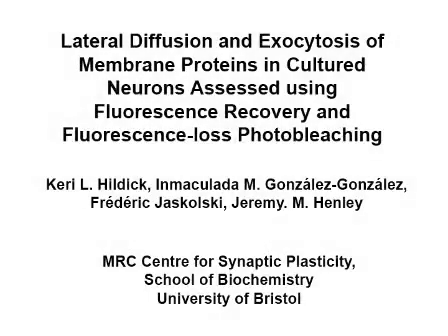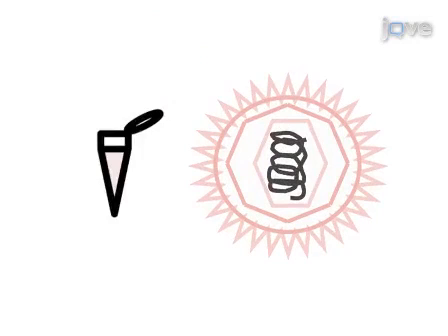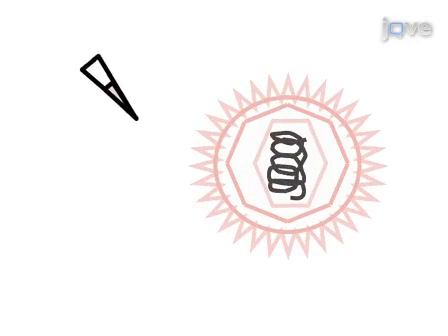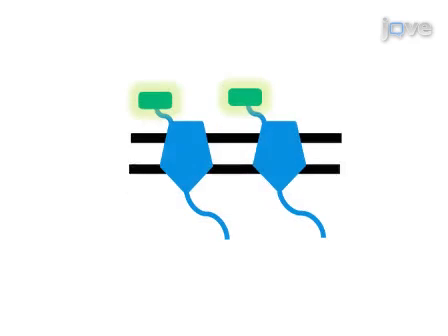The overall goal of this procedure is to visualize plasma membrane insertion of neuronal proteins. This is accomplished by first infecting cultured hippocampal neurons with SINDBIS virus to express the protein of interest, which is tagged with super-ecliptic fluorin or SEP.